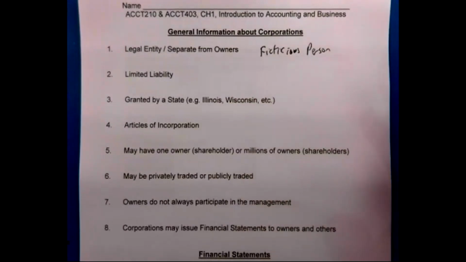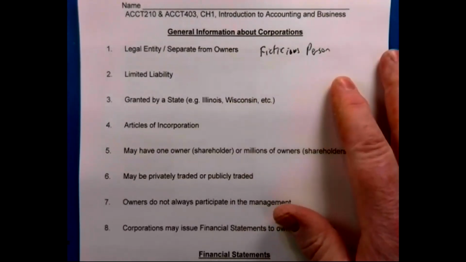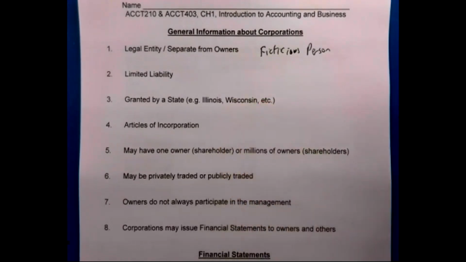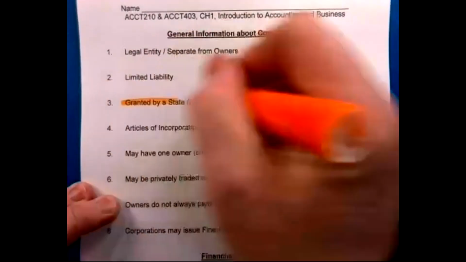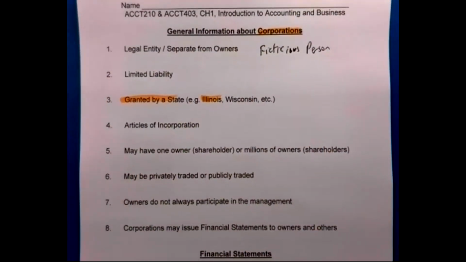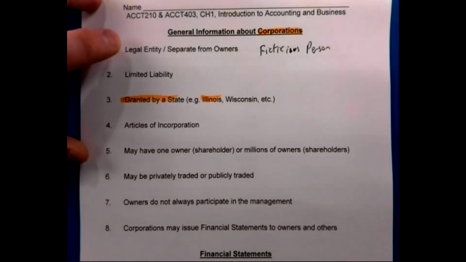So fictitious person. It's almost like they create a person, and they're done by the state. The state will actually do it. So a state will grant a corporation the right to be a corporation, and it is literally creating a fictitious person. It's a fictitious person in that they can basically do everything that you and I can do except for vote. They can sue people. They can be sued. They have basically most of the rights that a regular citizen has, except that they don't vote. So it's a separate legal entity.